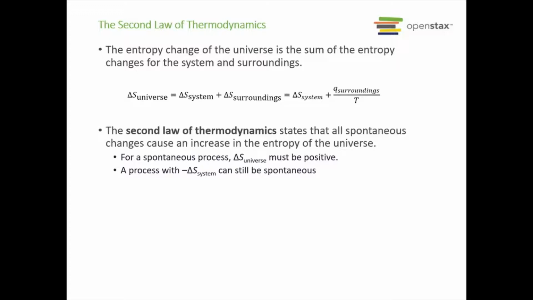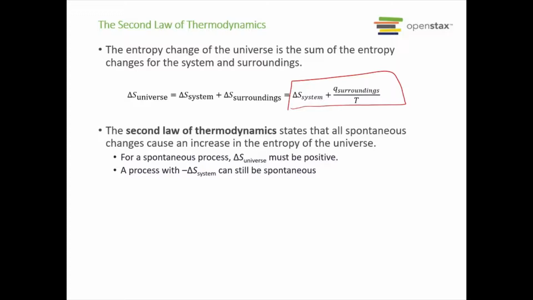Like I was just hinting at, the entropy change of the universe is the sum of the entropy changes for the system and surroundings. Then we can use the equation for delta S surroundings, Q surroundings over T, to give us delta S universe equals delta S system plus Q surroundings over T. All this comes down to the second law of thermodynamics, which tells us that all spontaneous changes cause an increase in the entropy of the universe.